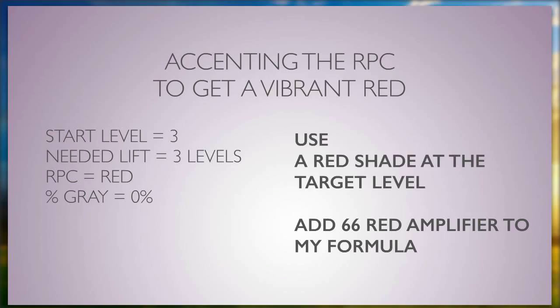Now let's say I didn't want to neutralize it. I actually want to make a really vibrant red, right? I know my underlying pigment is going to be red, so I'm going to choose a target shade that is going to be a red already. So something like a 6.6, 5.6, I'm going to use, and then if I want to make it even more red, I'm going to add the 66 red amplifier to the formula. Again, pretty basic, but we have to build in small blocks, right? And we'll get to the fun stuff in a second.